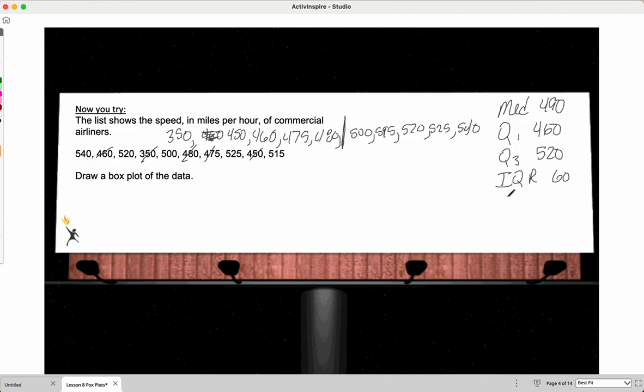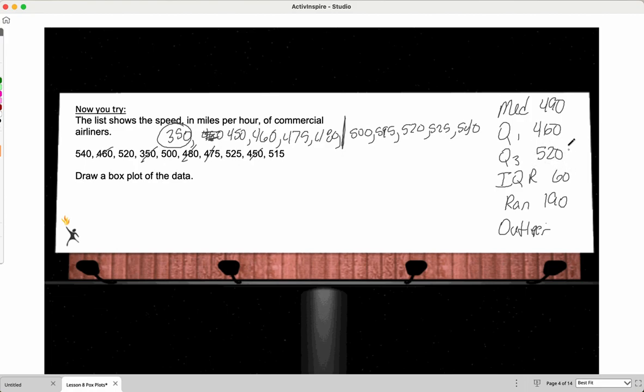And then my range is going to be 190. So I'm going to check. I'm going to say I probably do have an outlier in this one, and I'm going to have to create it differently because I have the outlier. So 1.5 times 60 is 90. 450 minus 90 is 360. So definitely I have an outlier here.